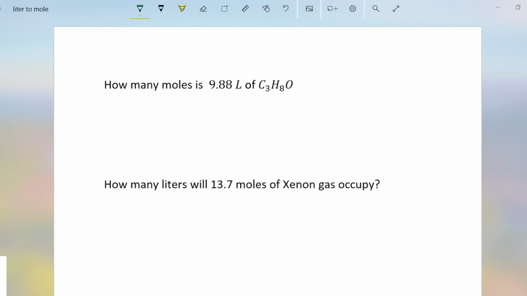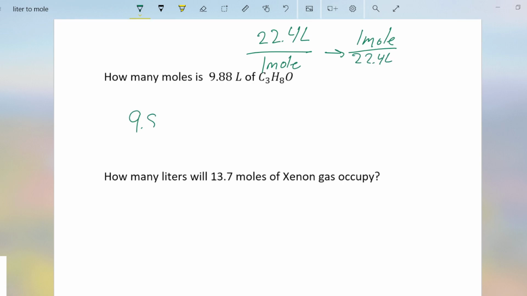So how many moles is 9.88 liters of C3H8O? And this is an interesting molecule. It doesn't really do anything fancy, but I like to say its name, and that's methyl ethyl ether. A little bit of a tongue twister. So we have 9.88 liters of this, and we don't need to write out the molar mass. We don't need to find the masses of carbon, hydrogen, oxygen. All we need to know is that this is a gas at STP. It will occupy 22.4 liters for every 1 mole, or 1 mole of this gas will occupy 22.4 liters.